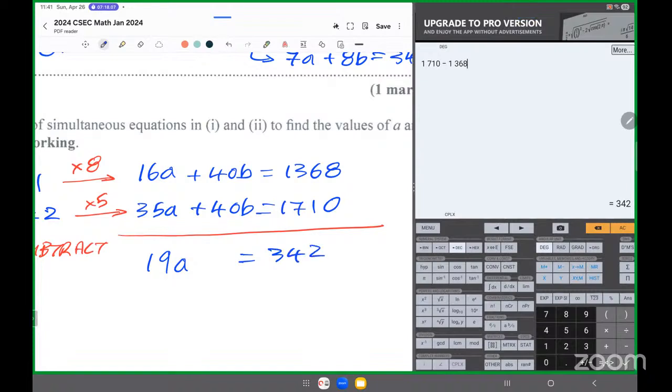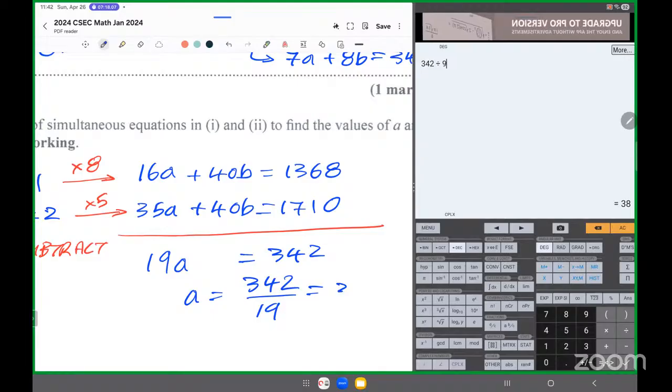Then to get the A, I'm going to divide by the 19. So the A is 342 over 19. That gives us 38. So the A equals 38.